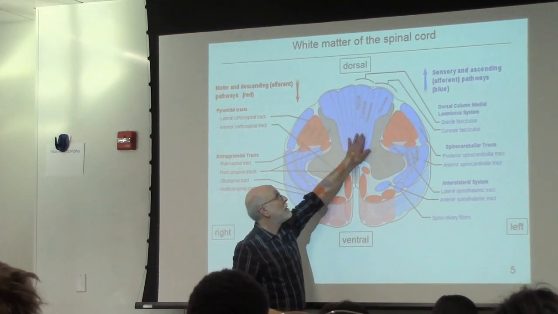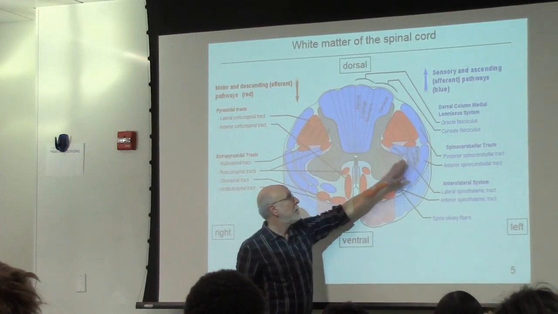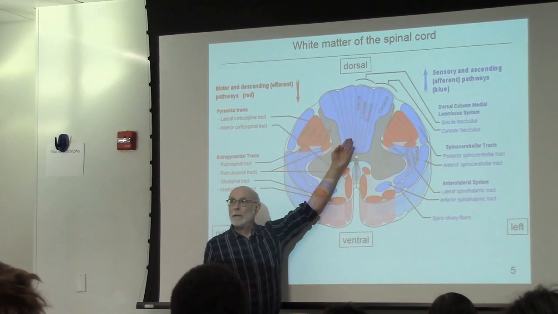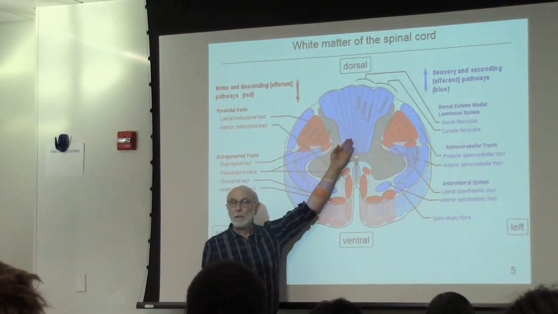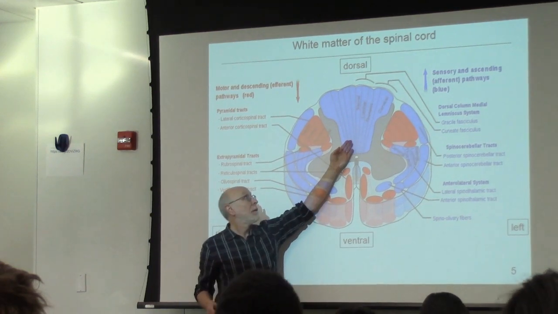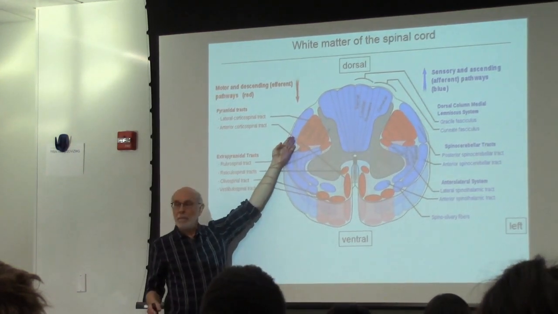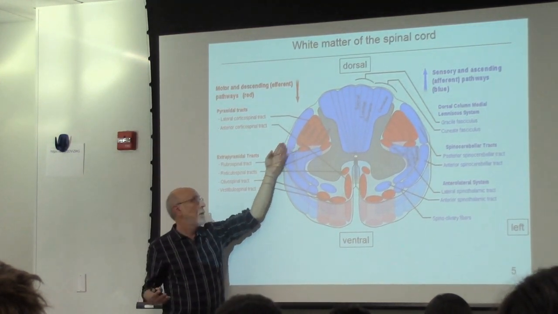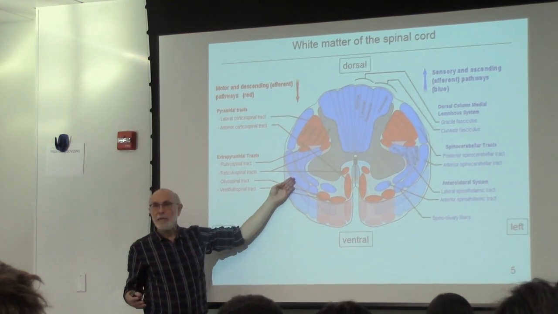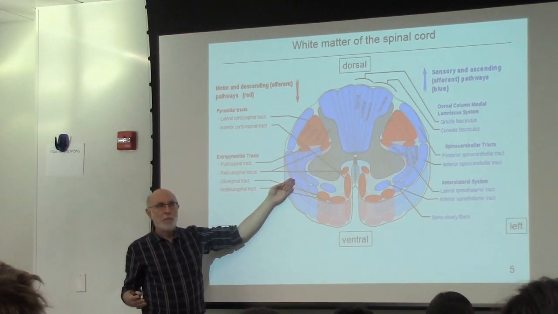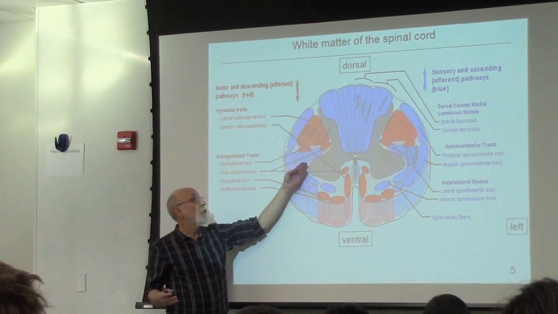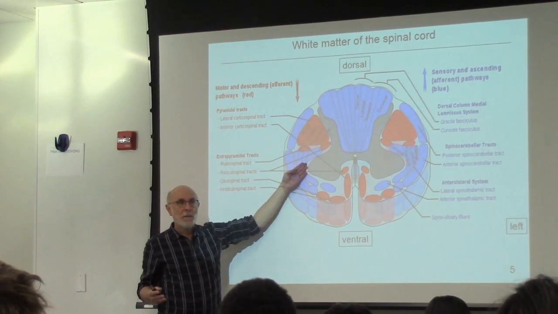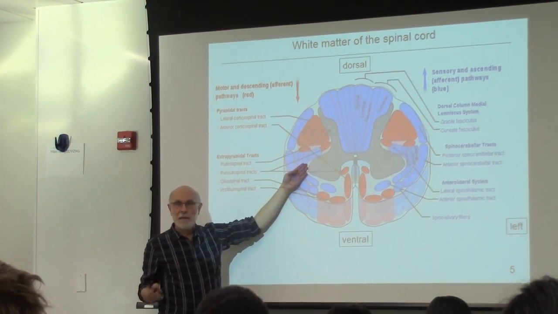Left and right, left and right. Let's just do one side at a time. Right dorsal column, touch, pressure, proprioception. Right posterior spinocerebellar, proprioception. Right anterior spinocerebellar, proprioception. And right anterolateral, pain and temperature.